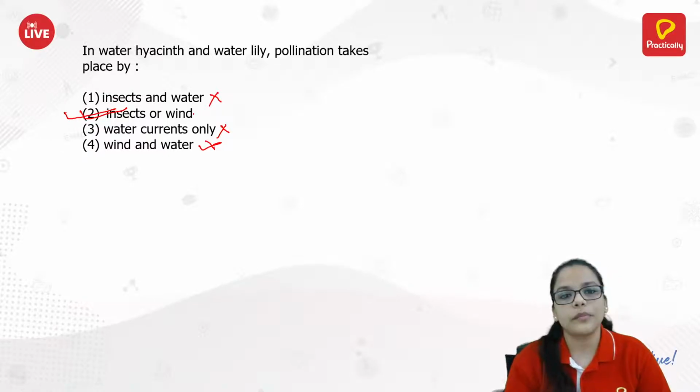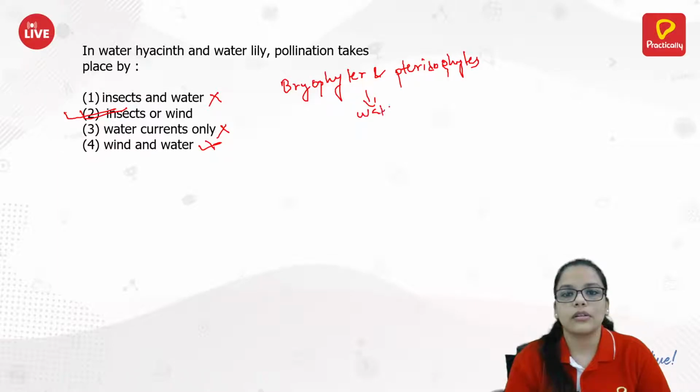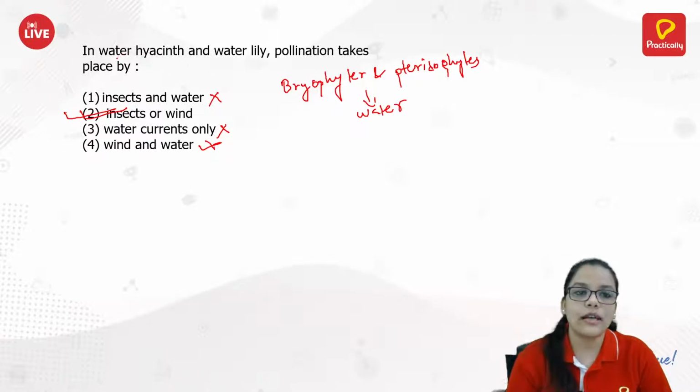Only in bryophytes and pteridophytes you can see pollination, or rather fertilization, happens with the help of water. But since it is water hyacinth and water lily, it happens only with insects and wind.